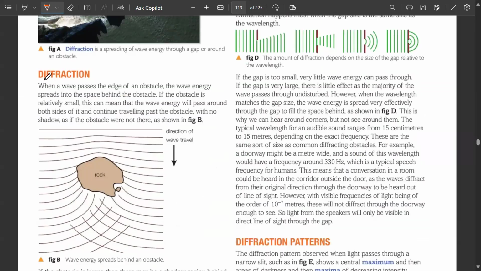So remember, when a wave passes the edges of an obstacle, the wave energy spreads into the space behind the obstacle. And if the obstacle is relatively small, this can mean that the wave energy will pass around both sides of it and it will continue traveling past the obstacle with no shadow, as if the obstacle were not there, as shown in figure B.